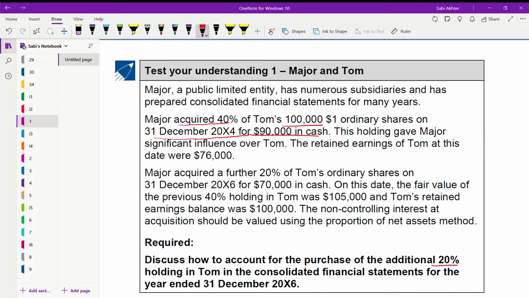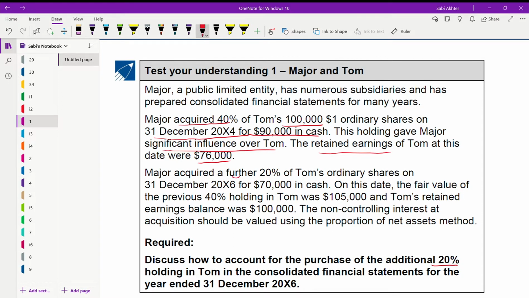This holding gave Major significant influence over Tom. That means he's an associate. So if it's an associate, what should you do? You have to use equity accounting. The retained earnings of Tom at this date was 76,000.